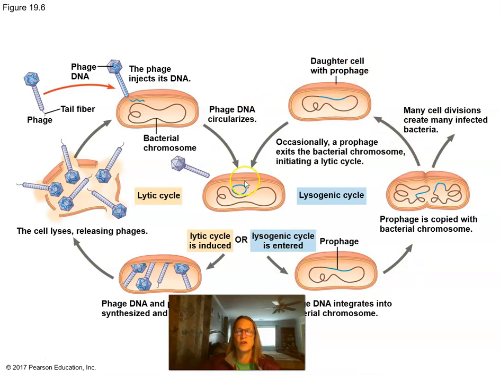Okay, so this cycle can occur multiple times before something happens, and it can enter the lytic cycle, in which case something changes, and instead of incorporating into the bacterial DNA, it dissolves the bacterial DNA and commandeers the machinery of the bacteria to create more of the viruses, and then the lytic cycle happens, or lysis happens, releasing hundreds of phages.